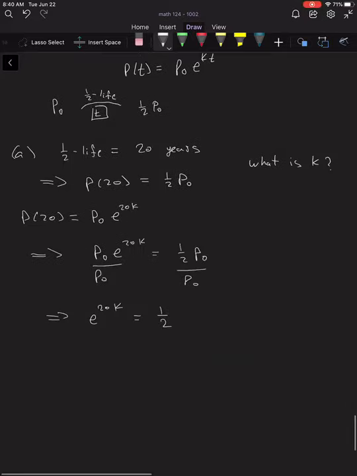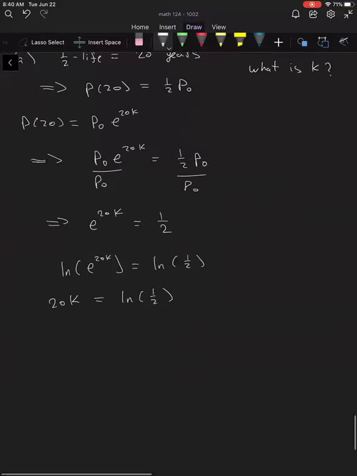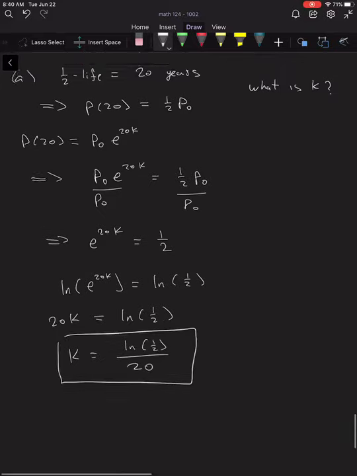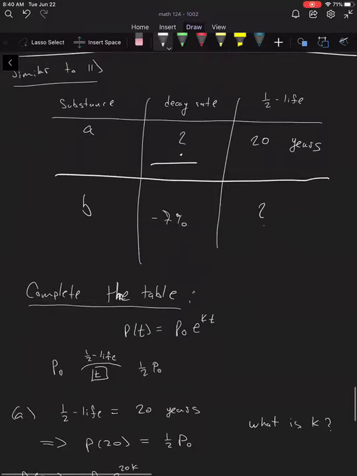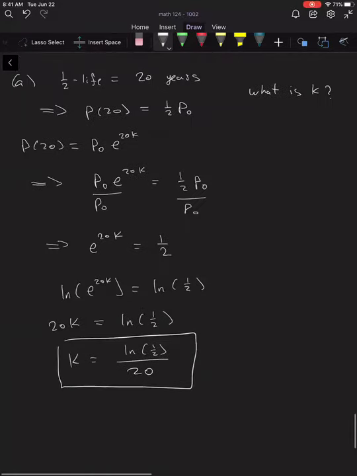And now we know we can solve this equation just by taking the natural log of both sides. So take the natural log of the left-hand side, natural log of the right-hand side. The left-hand side just becomes 20K times natural log of e, which is just 1. And the right-hand side just stays the same as natural log of 1/2. And so what we get is K is equal to natural log of 1/2 divided by 20. So then we filled out this section of the table. We found that our decay rate is going to be natural log of 1/2 divided by 20.